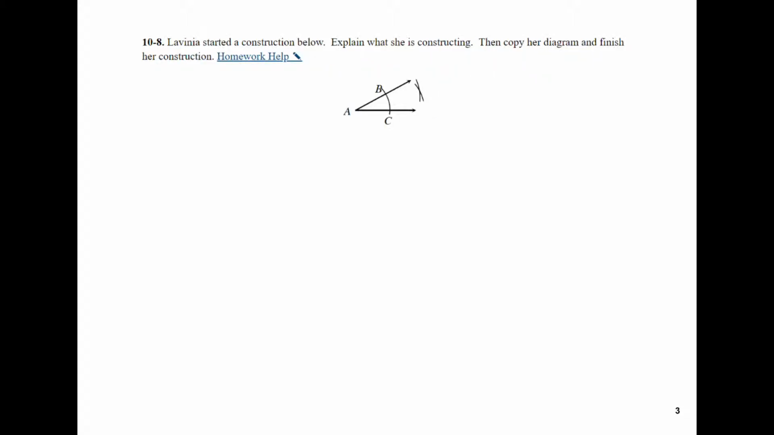10-8 says Lavina started a construction as shown below. Explain what she is constructing, then copy her diagram and finish. So Lavina appears to be constructing an angle bisector. So with your compass, after you complete your other mark over here, when you connect those points, it should be a bisector of angle BAC.